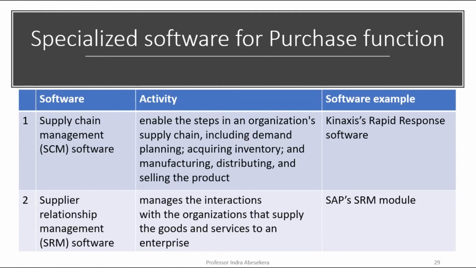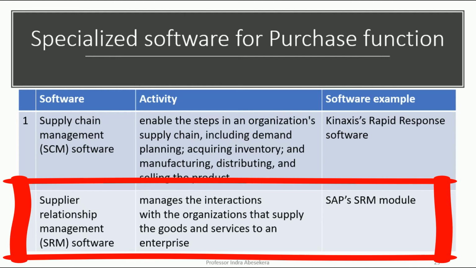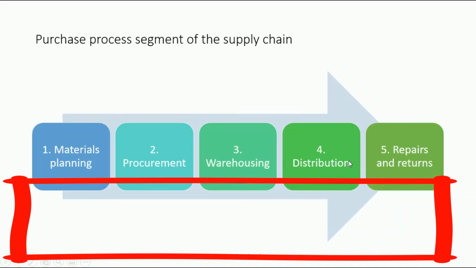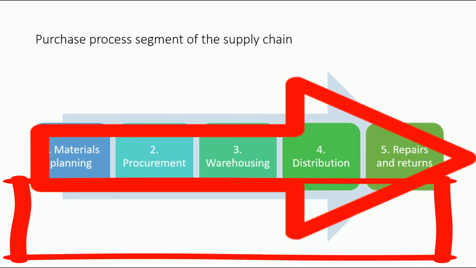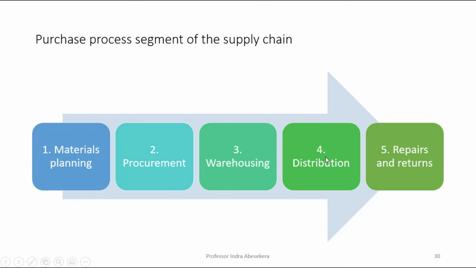The second aspect is relationship management with suppliers. It manages the interactions of the enterprise with the suppliers of goods and services. The purchase process segment of the supply chain includes 5 aspects: planning for materials, procurement or acquisition, bringing them to the warehouse, distributing, and then accepting repairs and returns.